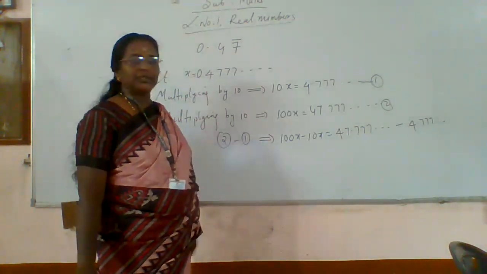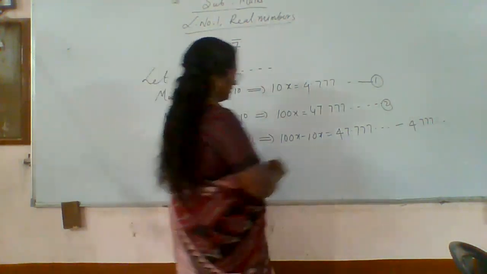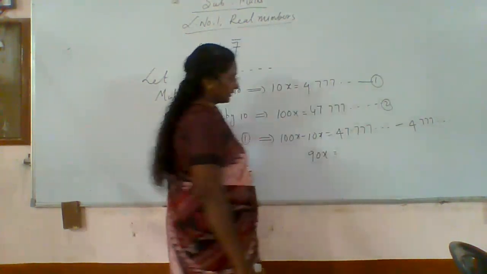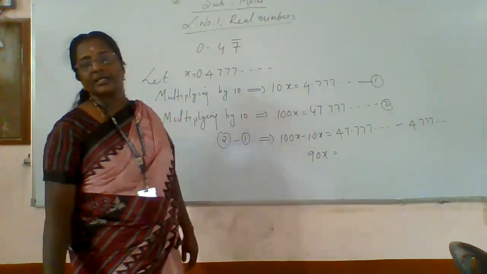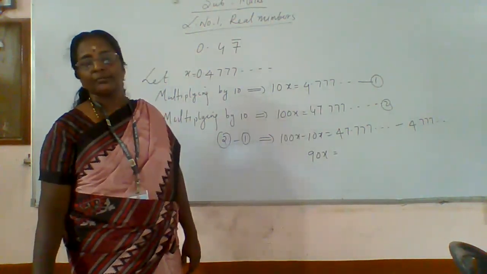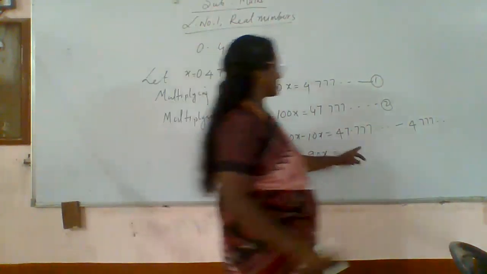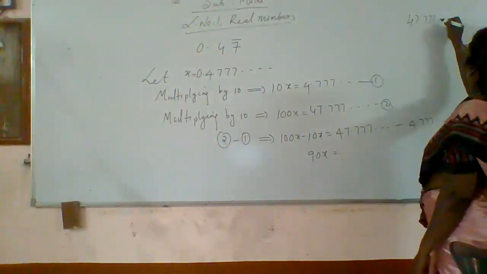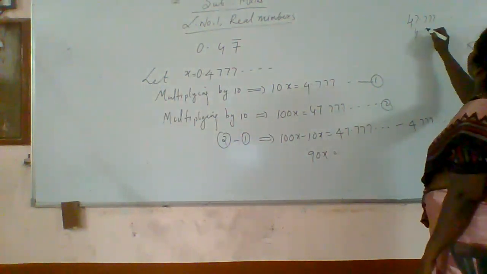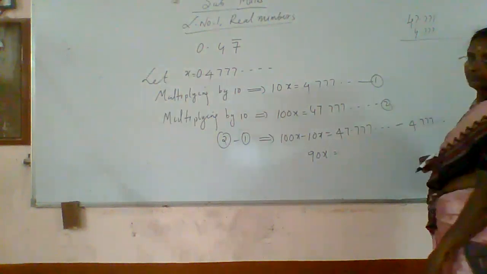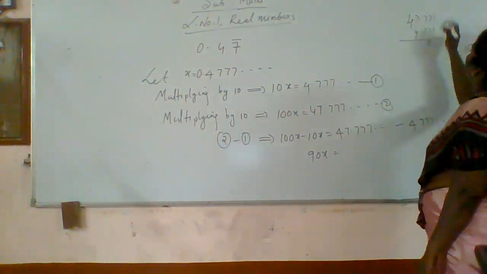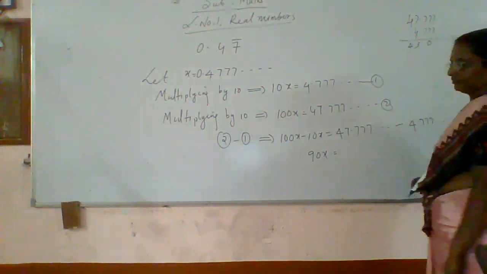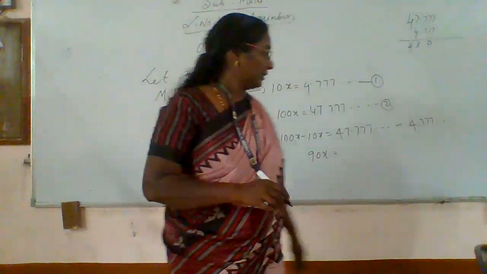Now 100x minus 10x, how much is coming? Say 9x. 100 minus 10, 110 minus 10, how much will come? 90. And 47.777 minus 4.777, subtract and see. All the 7s cancel, 7 minus 4 is 3, and here 4. So what answer did you get? 43.